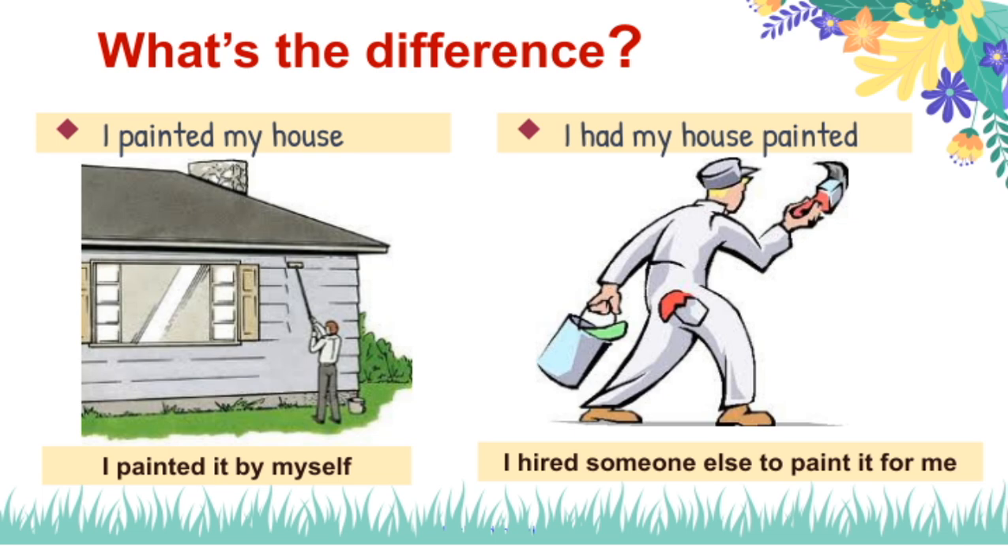Next, I had my house painted. This phrase is a bit more formal and suggests I arranged for the painting to be done, perhaps through a service or contractor, but it doesn't specify whether I did it myself or someone else did.